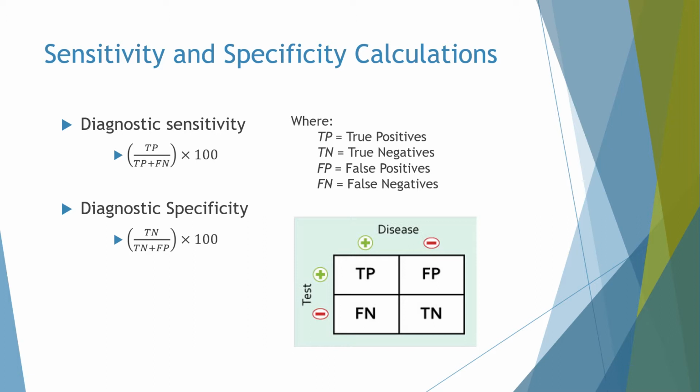Now, in general, you want your sensitivity and specificity percentages to be high. You want them to be close to 100%. So a lot of times you'll hear tests in the lab that have a 96% sensitivity or 98% specificity, and this is what that is referring to.